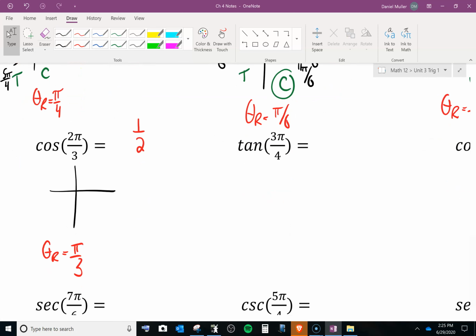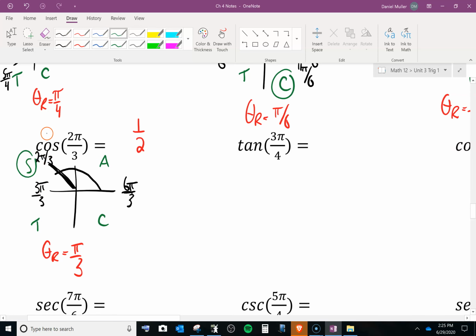So because it's 3s, I'll make this a 3 pi over 3 and a 6 pi over 3. And 2 pi would be just before we hit 3. So somewhere over here is 2 pi over 3. And which quadrant is that in? C-A-S-T. It's in the sine quadrant, so sine's positive, but I'm a cosine, so I will make mine negative because I'm not sine. Beautiful, so negative a half.